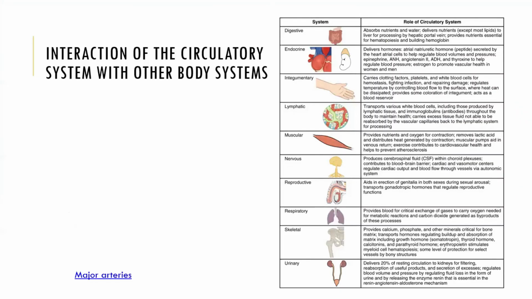So let's look at the interaction of the circulatory system with the other body systems, most of which we've already learned about, and then the ones we haven't, we'll be learning about in this course. So you can see the system listed in the first column on the left, and the column on the right shows its specific role. With this, you should be able to have a general sense of what each system's role is in terms of circulation. And for a little bit more about the major arteries, which we bring in at this point, you can look at this link here, which is attached.